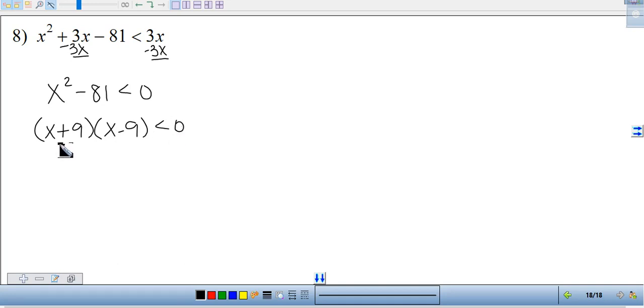When I solve them, I'm going to get a negative 9 and a positive 9. So I'll go ahead and write out my number line and put negative 9 and positive 9. What kind of circles are these going to have? They're both open. I need to choose a number in all 3 sections. So negative 10, 0, 10. Now let's plug in and see what's true and what's false.